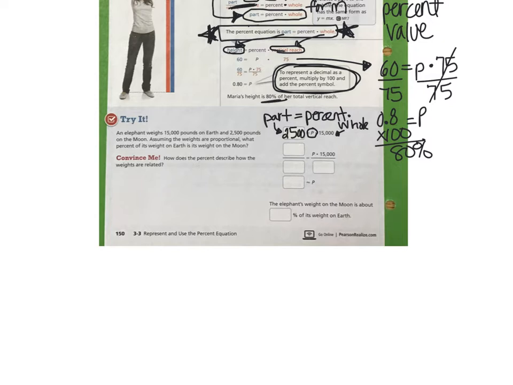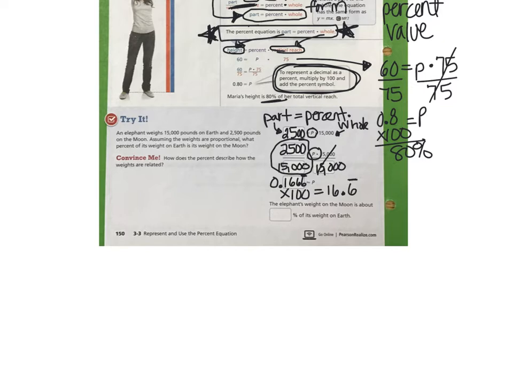2,500. So in order to solve this, we're going to take that 2,500 and we're going to divide both sides by 15,000. Because that 15,000 is what's being multiplied times the variable p. That's what we're looking for. So in order to find that percent value, you're going to actually physically do 2,500 divided by 15,000. And what you get is a decimal that repeats. In order to change this to a percent, leave the repeating decimal in your calculator and multiply by 100.